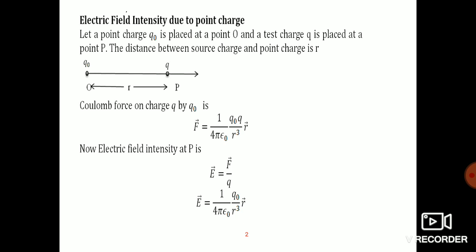Now, the Coulomb force on the charge q by Q0 will be given by F = (1/4πε0) Q0 q/r³ r vector. Now, electric field intensity at P will be given by E = F/q. Therefore, the expression will become E = (1/4πε0) Q0/r³ r vector.